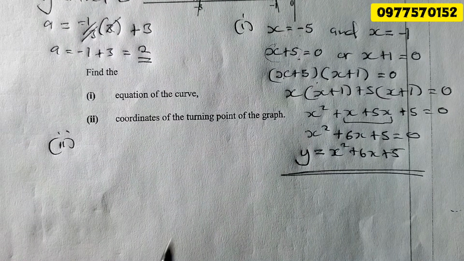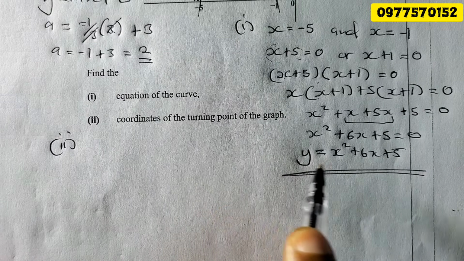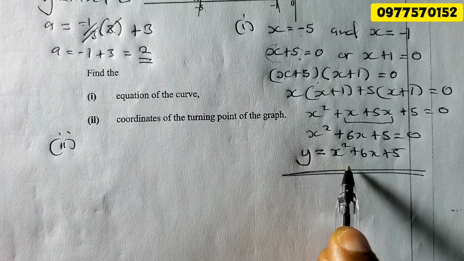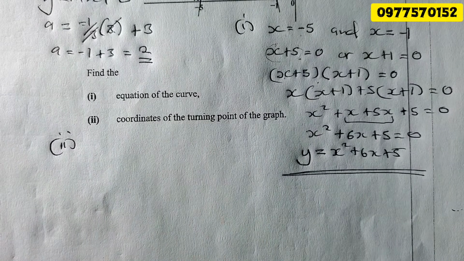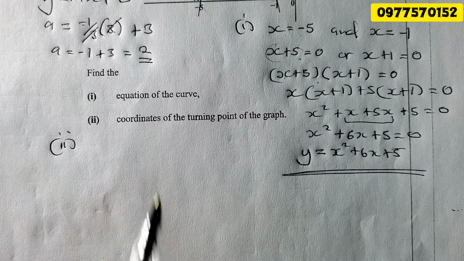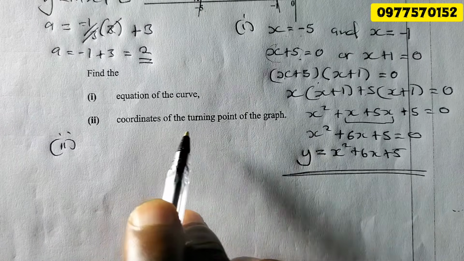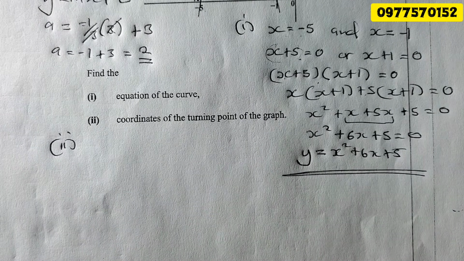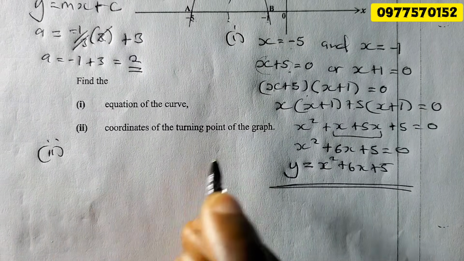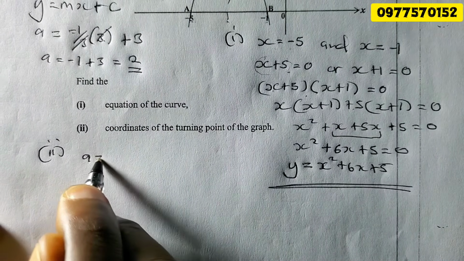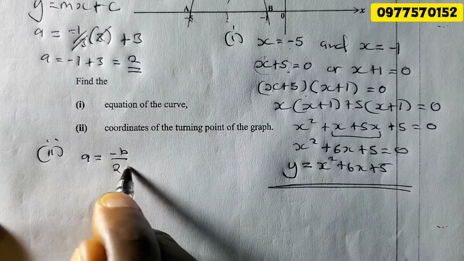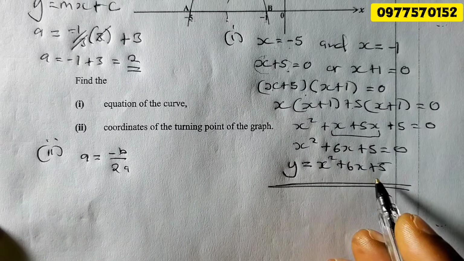But first, before we calculate the coordinates of a turning point, if you find this wrong, then even this one, you're just wasting your time solving this question, because you cannot find the turning point if the equation is not correct. I think that is clear. Okay? Now, to find the turning point of the graph, first we're going to find the x part, which is negative b over 2a. This is the equation of course.